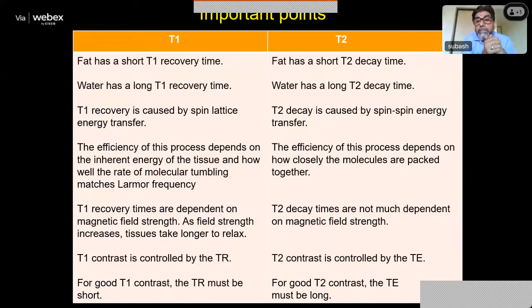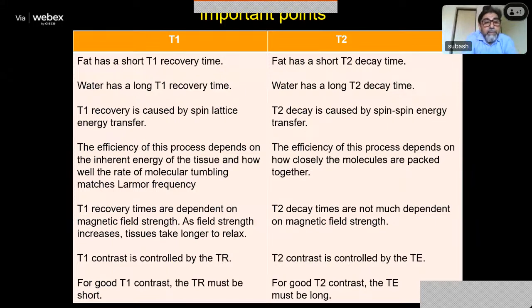The efficiency of the process depends on how closely the molecules are packed together. As I said, solids are tightly packed, so T2 is very short. Liquids are not so tightly packed, so they have moderate T2, and gases are very loosely packed. They have very long T2.